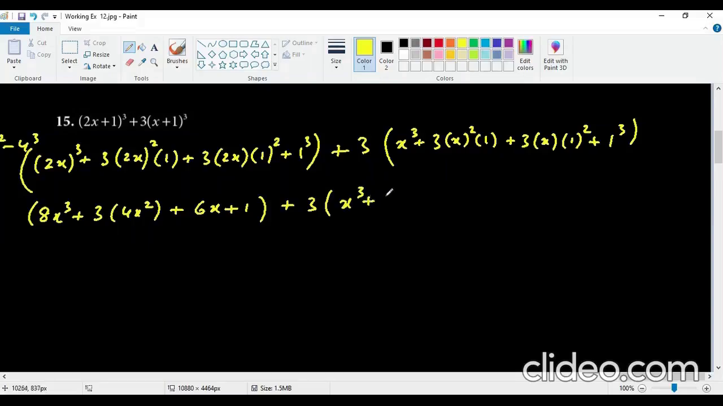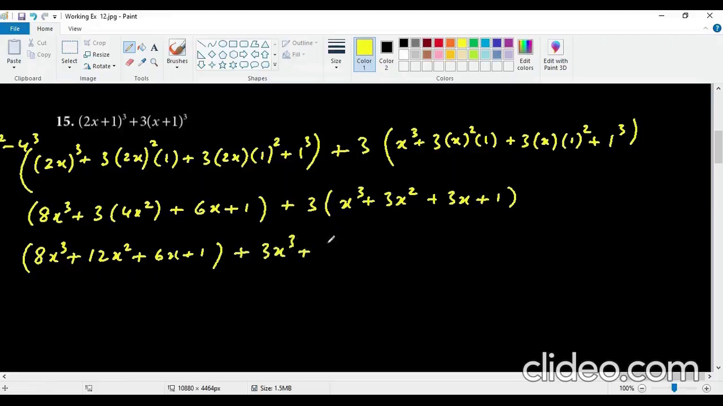x cube and plus 3x square and plus 3x and plus 1. Now we should multiply this 3 with the bracket. So I will write 8x cube, and 3 times 4 is a 12x square, and plus 6x plus 1. This is the first bracket. And then 3x cube plus 3 times 3 is a 9x square, and plus 3 times 3 is a 9x and plus 3, something like this.